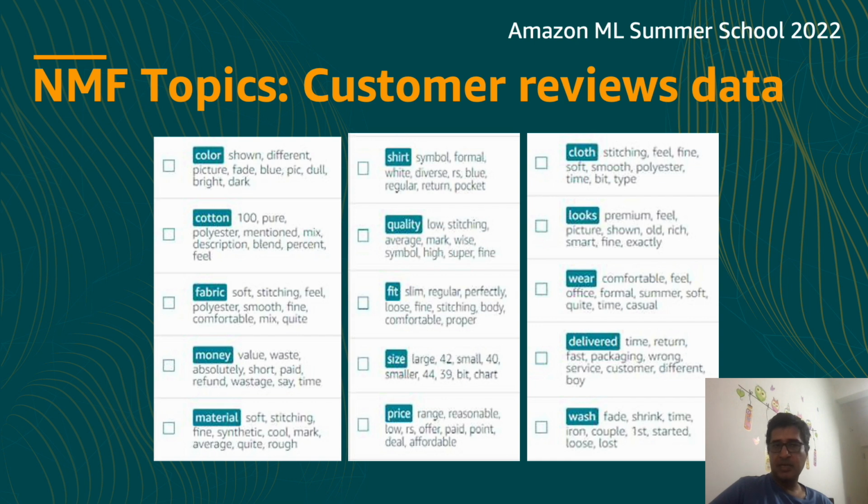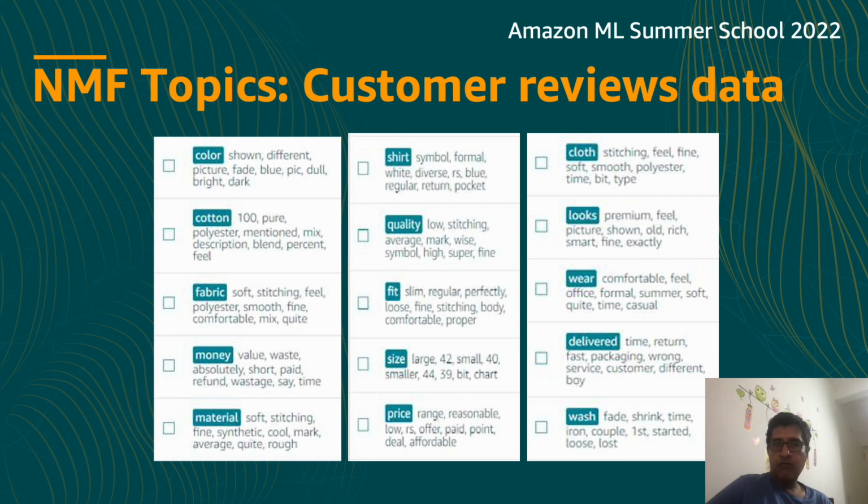So many of these are very readable. For example, a topic on delivery talks about delivery time, the number of times somebody has to return it, if the packaging was any good or not, and so on and so forth. Similarly, the money topic talks about: is it a waste of money, is it value for money, was it paid by cash or not, and were the refunds easy or not. Similarly, there are topics on cloth. How does the stitching of the cloth feel? Is it smooth? Is it polyester? And so on and so forth. And within these topics themselves, you can try and figure out what the weights are for the individual terms within the topics.